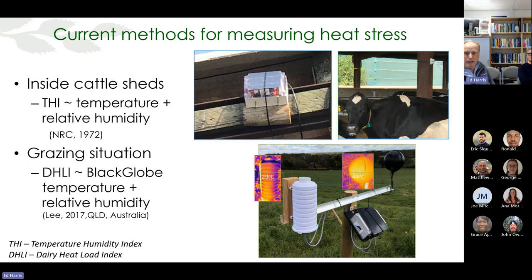These are some of the technologies I've been using to measure heat stress. Two methods in the literature. The main one is an American one. It's as old as the hills, 1972. I'm not sure how many other systems we've got where the standard method of measurement is 50 years old. Room for improvement, possibly. Okay, and it's based just on the temperature and the relative humidity.